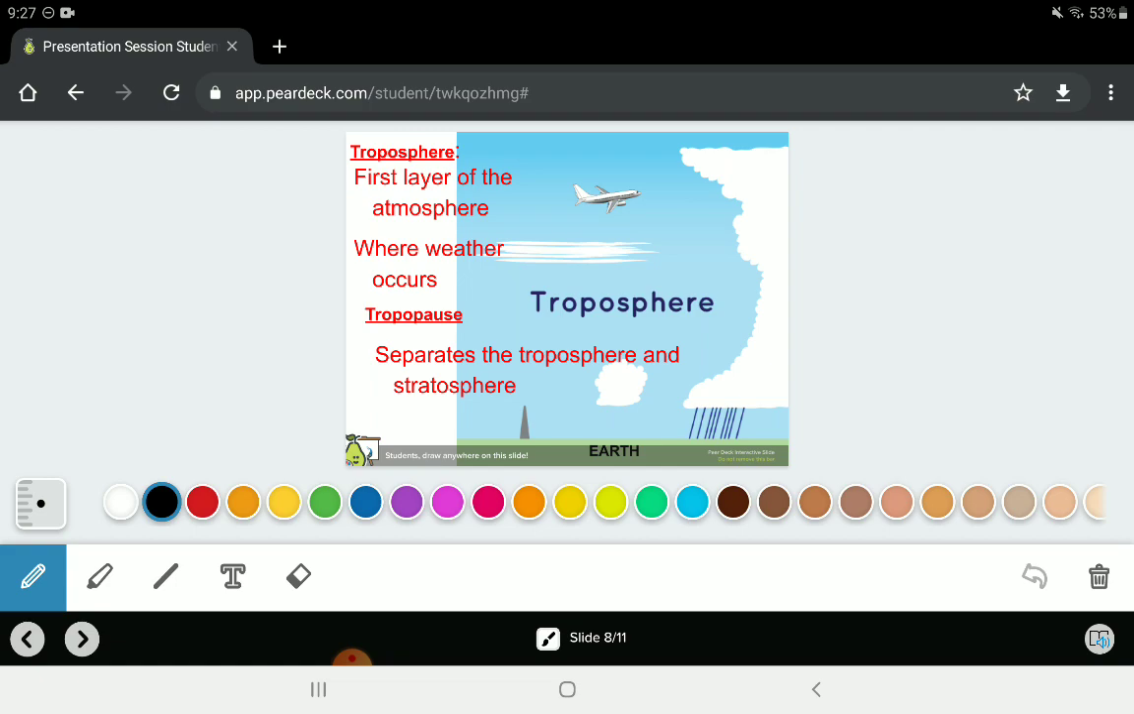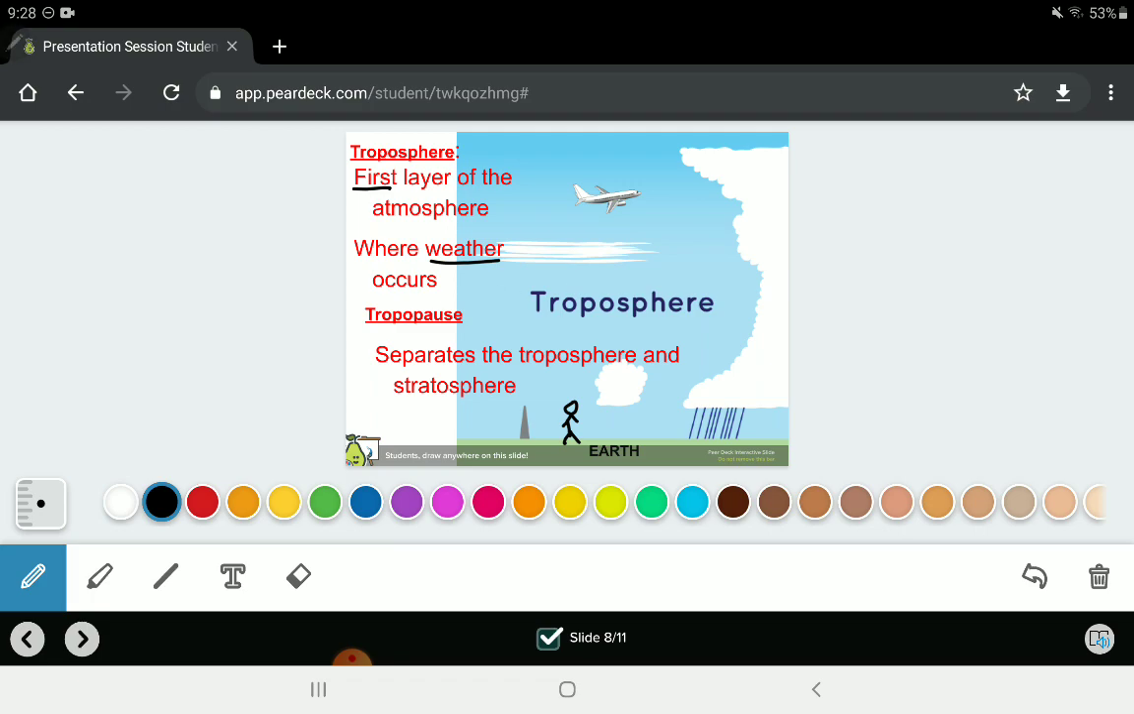Our first layer of the atmosphere is the troposphere, and this is where weather occurs. This is the layer closest to us. We could be standing here on the surface, just doing our thing, experiencing weather. That's an extremely tall person, but that's fine. This is where we have all of our weather.